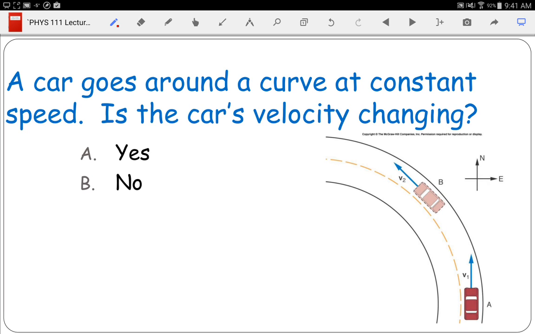Now a question for you. A car goes around a curve at a constant speed. So here it has a speed v1, here it has a speed v2, and those are equal. I'm sorry, you can't answer yet because I have to hit a button on the computer. I forgot that this was a clicker question. I was going to explain it without giving you that chance. Now you can answer. So is the car's velocity changing or not in this case?